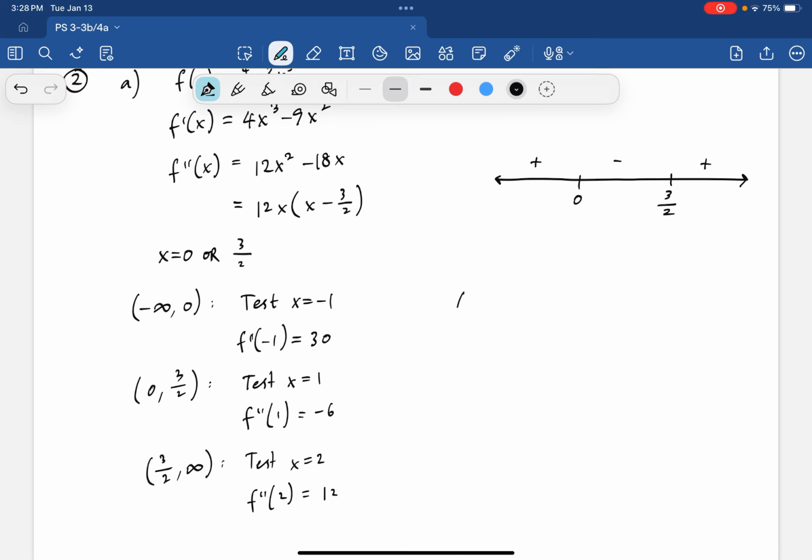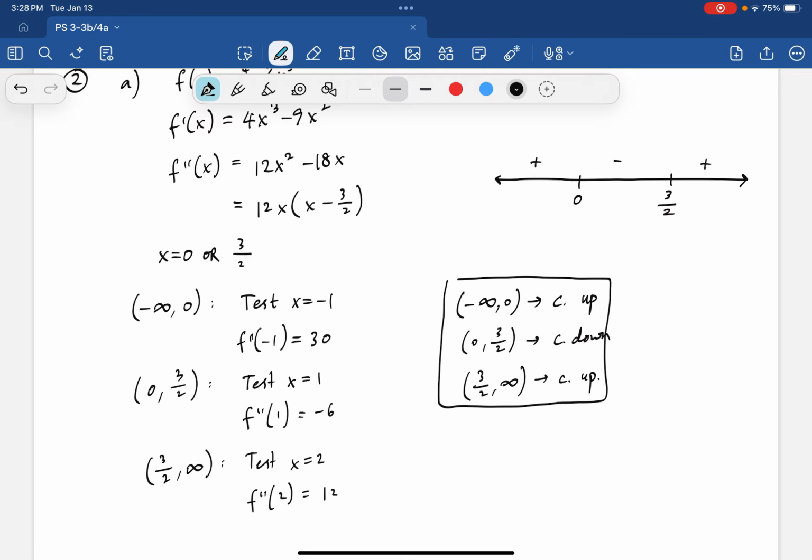All right, so the answers are going to be negative infinity to 0, it is going to be concave up. 0 to 3/2 is going to be concave down. And then 3/2 to infinity is going to be concave up.